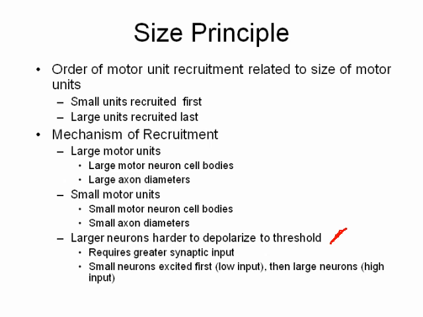The larger neurons are harder to depolarize to threshold. Why? Well, because they have a larger membrane, a lot more leakage channels, so that there is a lot more loss of potassium. Therefore, it's harder to depolarize them to threshold. So it's going to require greater synaptic input, and small neurons are excited initially. They have a low input compared to the large neurons.